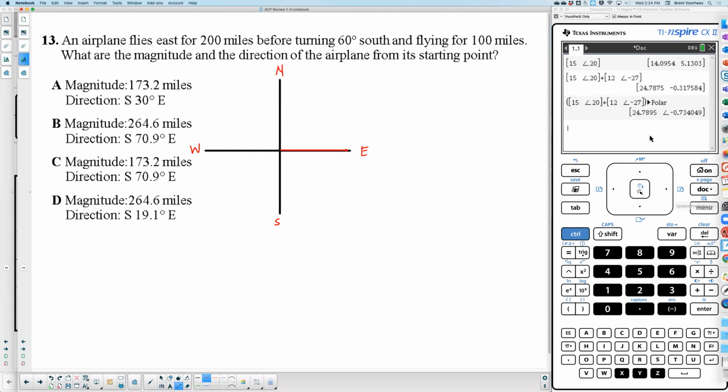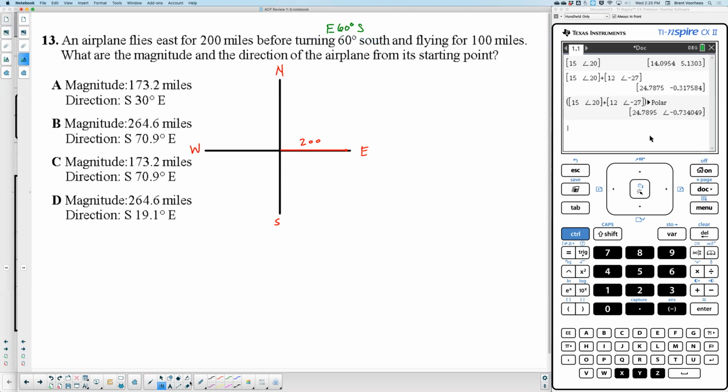Now, technically, if I wanted to draw this right, I would go tip to tail and I would start a second vector at this tip. But I'm not going to do it that way. It says before turning 60 degrees south. Well, that's an English way of saying it was heading east. And now that it's turning, that means it's east 60 degrees towards the south. So it's east 60 south like that. That's what turning 60 degrees south means.